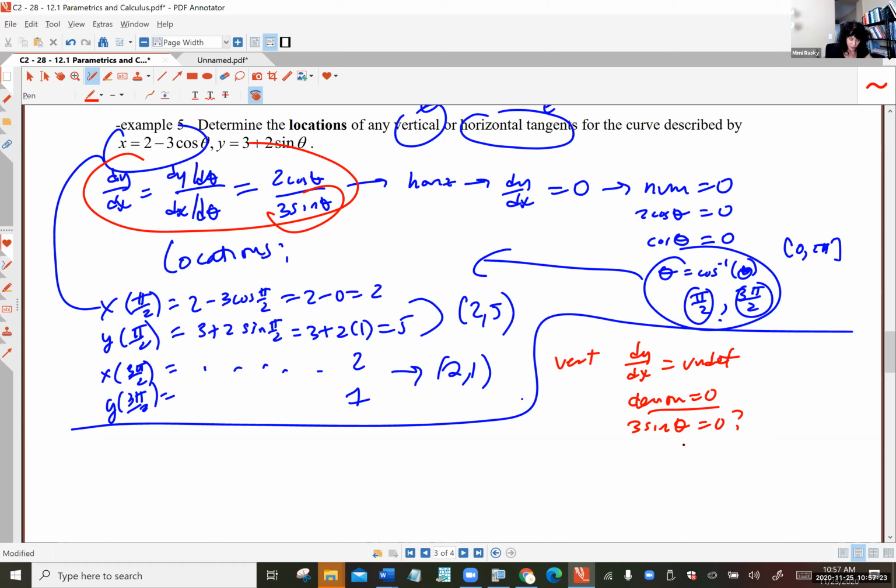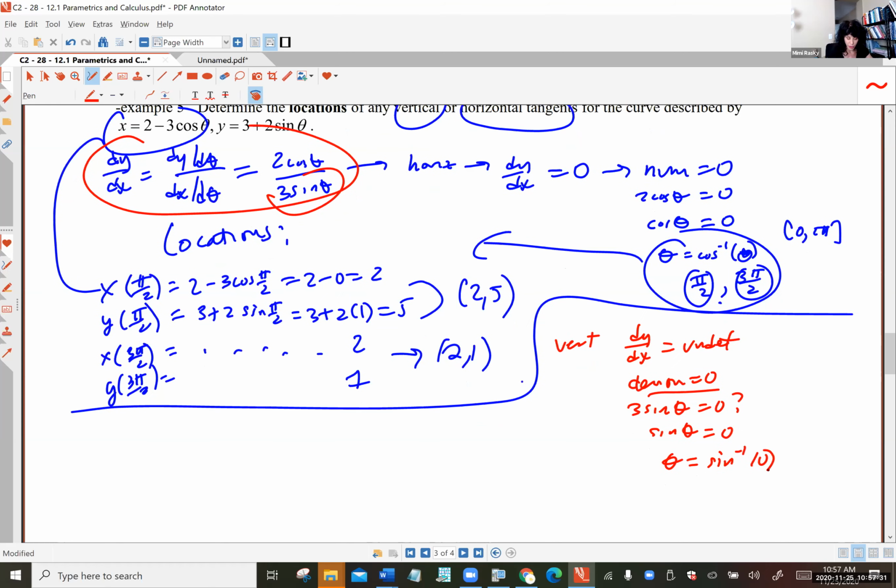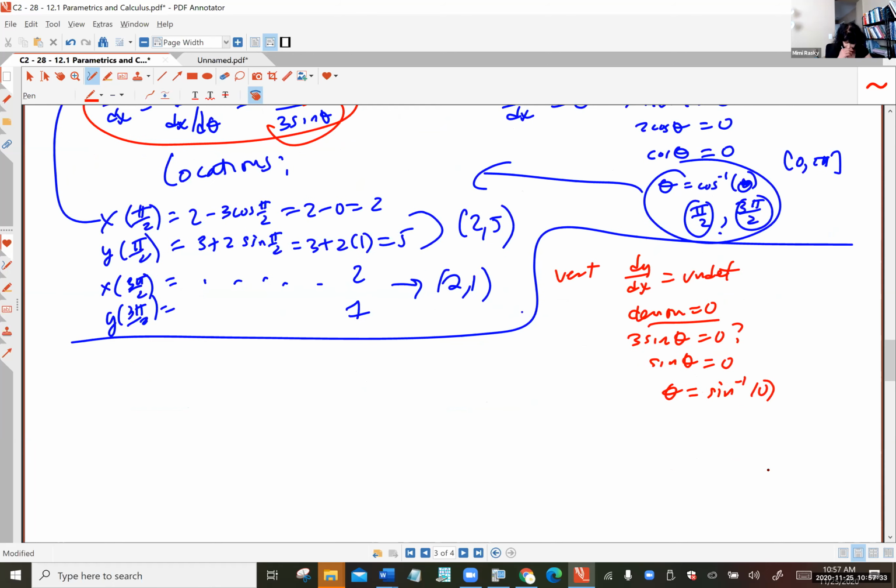First divide both sides by 3, and then take arc sine of both sides. What angles do you know of that have a sine value of 0 on 0 to 2 pi? Let's just look at that interval only. 0, which is the same as 2 pi, and pi, right? And that just gives you what time it is. It doesn't give you the locations.